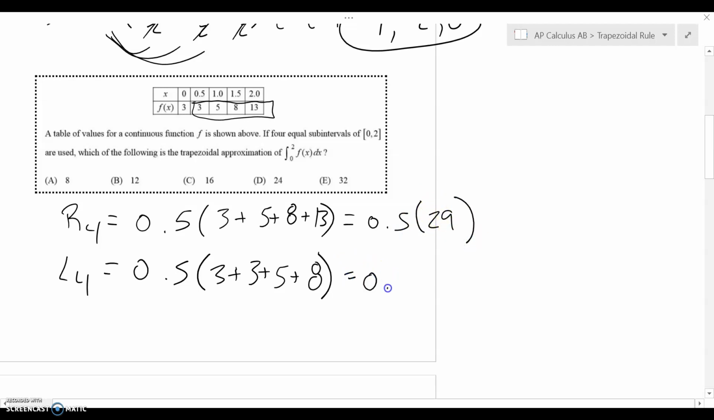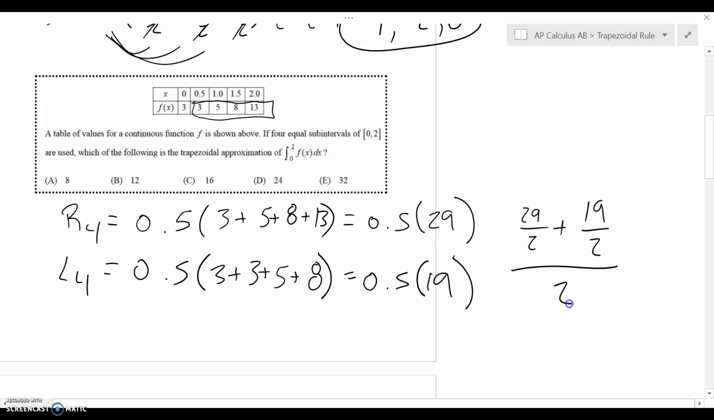And here we're going to take half of, let's see, that would be 13 plus 6 more of 19. And so we've got 29 halves, and we've got 19 halves. We're adding those up and dividing by 2. Well, 29 and 19 halves, if we add those together, let's see, what would that be? That would be 48 over 2. So 48 over 2 is 24. 24 over 2 would be 12, and we would have our answer at B.